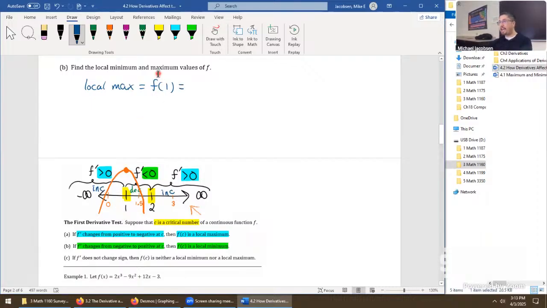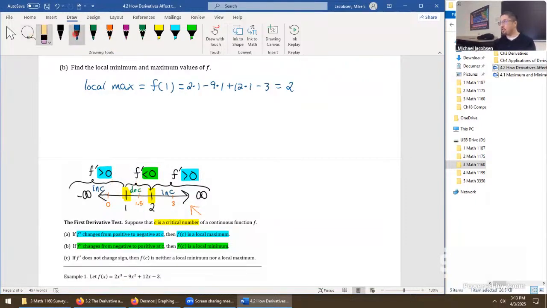But when we say f, we're not talking about the derivative. We're talking about the original function down below. We're trying to optimize that one. So this will be, insert a 1 inside there. 2 times 1 minus 9 times 1 plus 12 times 1 minus 3. That's going to be a 2 exactly. So we have a local maximum at exactly 2.